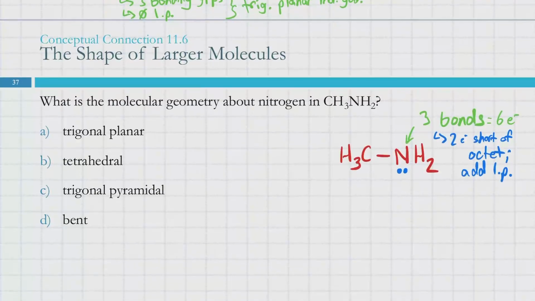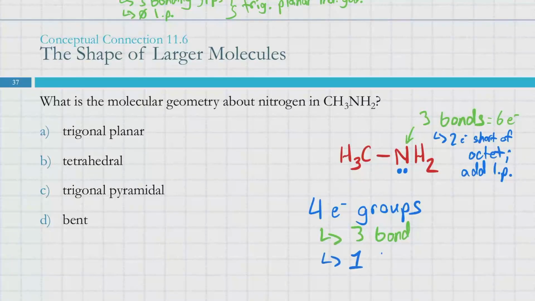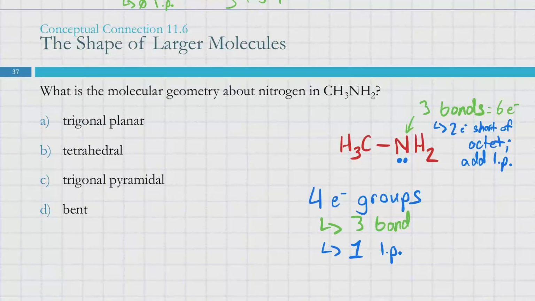So we add a lone pair on, and now how many electron groups do we have connected to nitrogen? We've got 4 electron groups. The breakdown there is 3 bonds, or 3 bonding groups, and one lone pair. Does that match trigonal planar, tetrahedral, trigonal pyramidal, or bent? For molecular geometry.